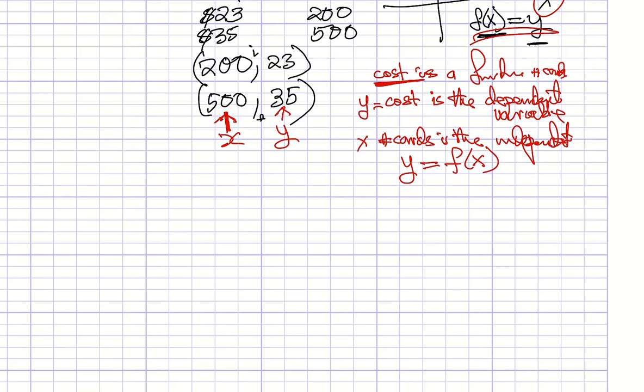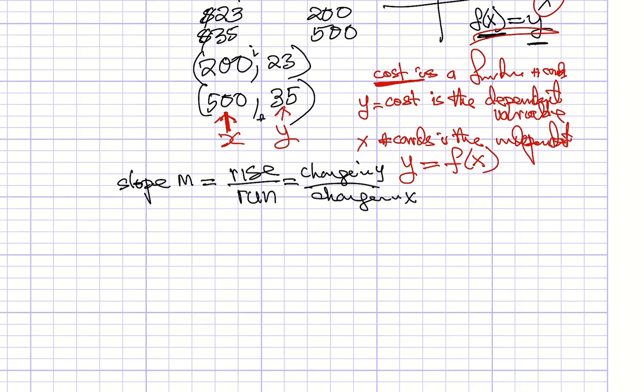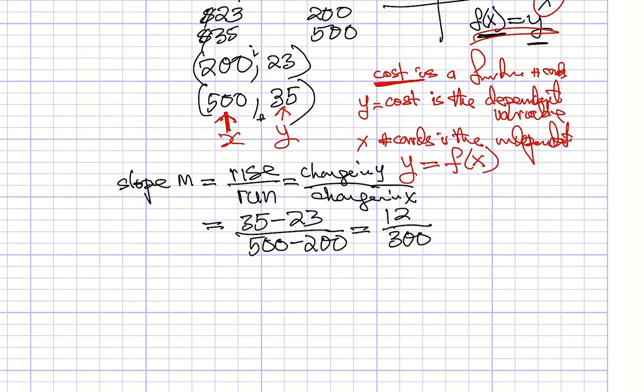And then we'll say slope. Slope, m is equal to rise over run, okay? The same thing as change in y over change in x, okay? And then we'll say it's right there. We'll start with the final. Change in y is 35 minus 23, and change in x is 500 minus 200, okay? What is that? Alright, and then we'll get in the denominator 300, okay? So, I mean, we can put that in a fraction, alright? And that would become 0.04. That's the slope, okay?